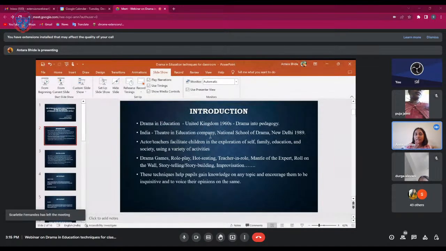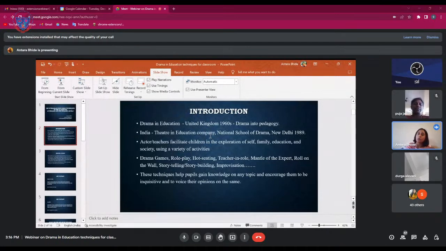So it is not production oriented, the way we say children's theatre. What we call children's theatre here in Goa or all over India is production oriented. One director comes who's directed a lot of children's plays, and then there are 15 or 16 children, and there is casting. The director will cast the children into different roles. They already have a script and they will do a production. No, this doesn't happen in drama in education or theater in education.